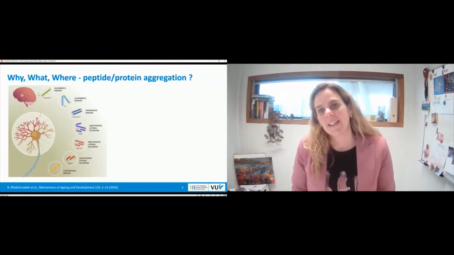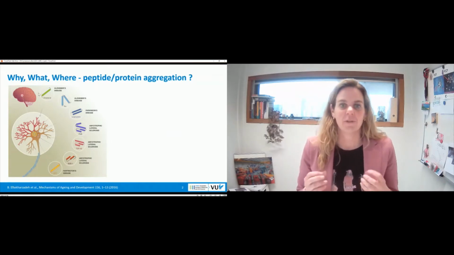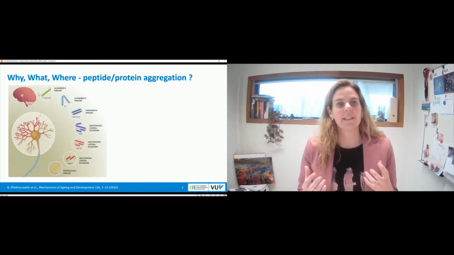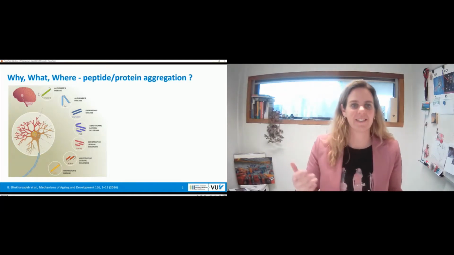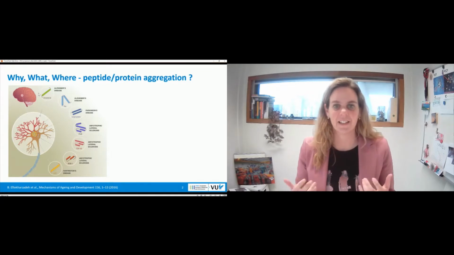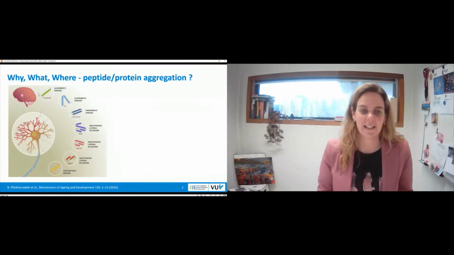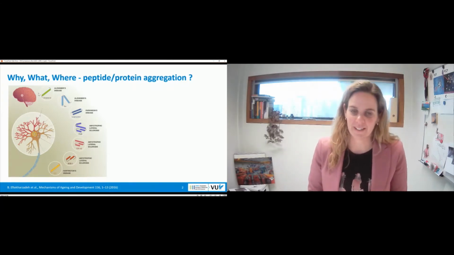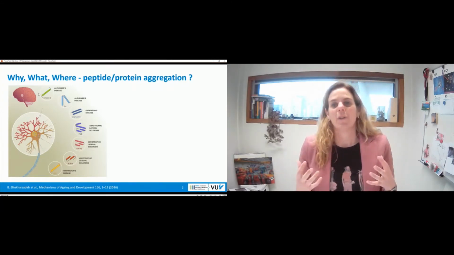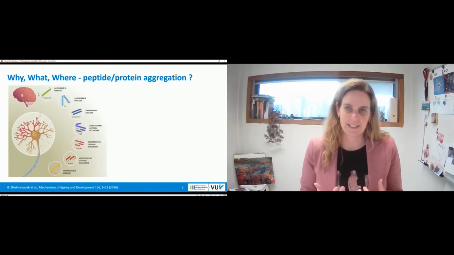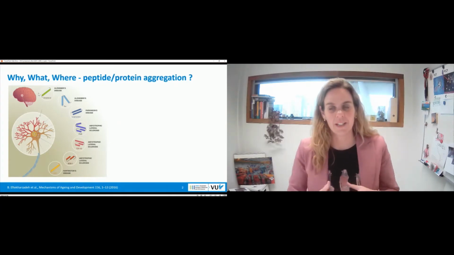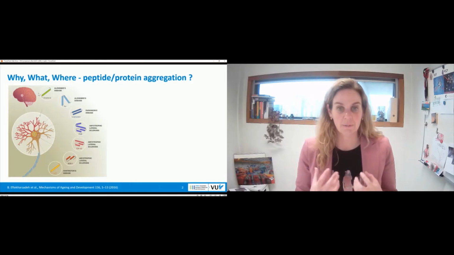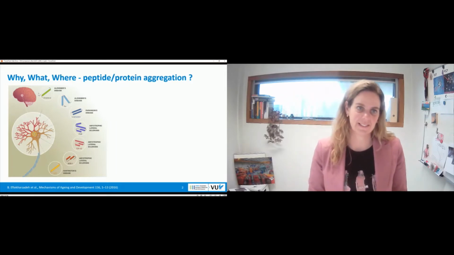So peptide aggregation or protein aggregation is a very important part of human health. And as you can see in this picture over here, there are a list of diseases: Alzheimer's, Parkinson's, ALS, Huntington's disease, that are all related to this peptide and protein aggregation. So you can imagine that we really want to understand what's happening when proteins are aggregating, because they are related to many of these neurodegenerative diseases.